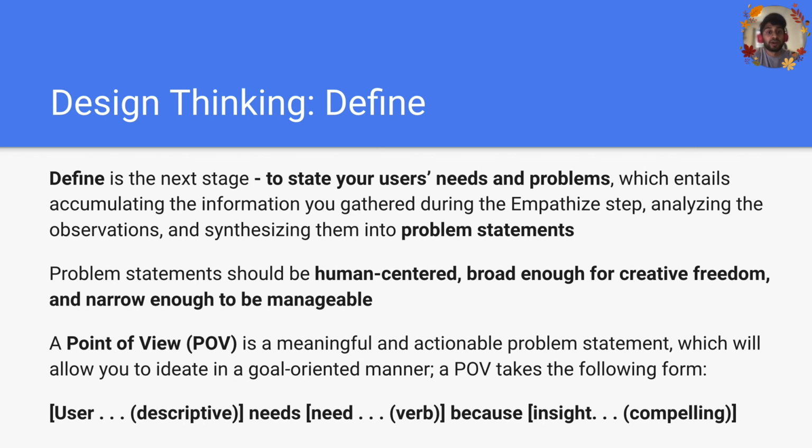So POV combines these three elements: a user, a need, and an insight. You can articulate your POV by inserting your information about your user, the needs, and your insights in the following sentence structure. User, you describe the user, needs, what they need, because of the insights that you've gained. And that becomes your POV statement.